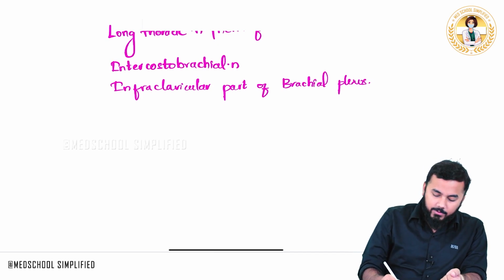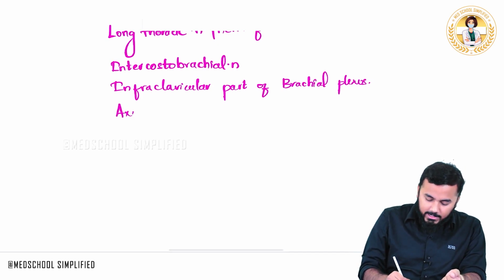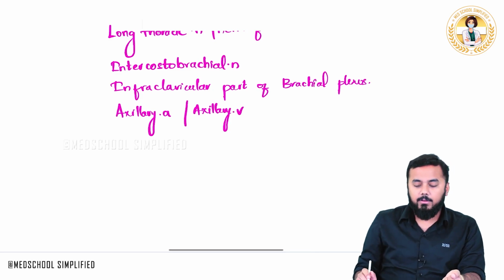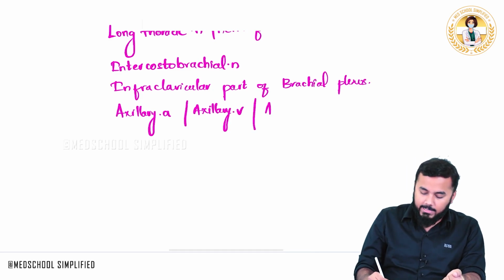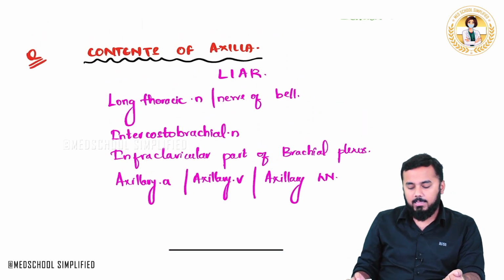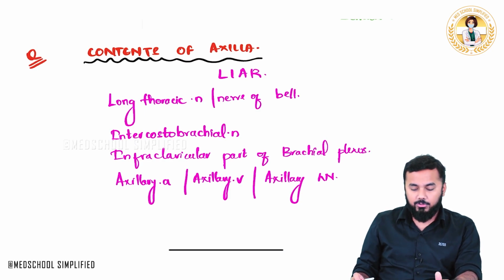After I we have got A. What does A stand for, guys? A stands for axillary artery. A also stands for axillary vein. Next we have got axillary lymph nodes. These are the contents of the axilla which you definitely have to know.